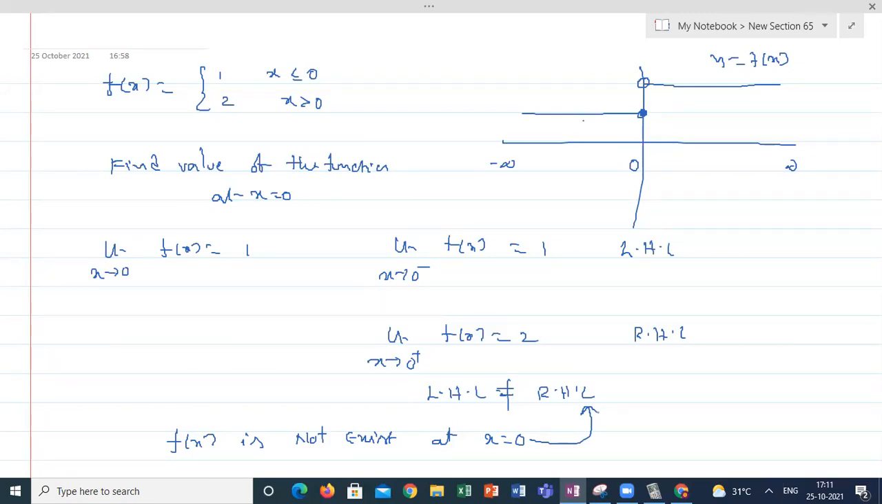Understood, guys? What is it saying? Yes, sir.